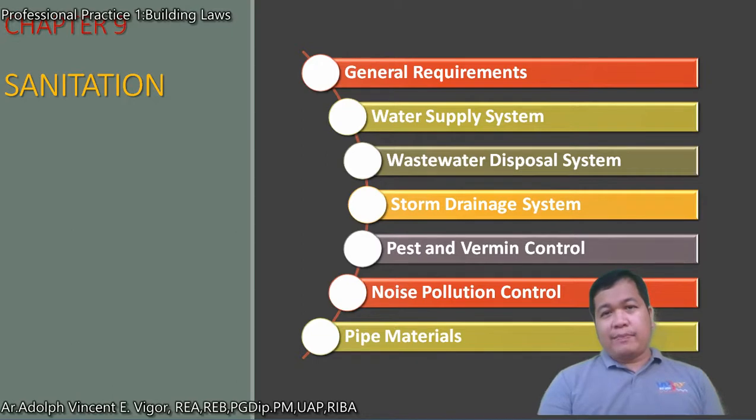And Chapter 9 is about sanitation. So it deals with general requirements, the water supply system, wastewater disposal system, storm drainage system, pest and vermin control, noise pollution, and pipe materials. Although sanitation, class, is discussed more in detail in the Sanitation Code of the Philippines. Okay? But the National Building Code provides a minimum set of codes also for compliance.